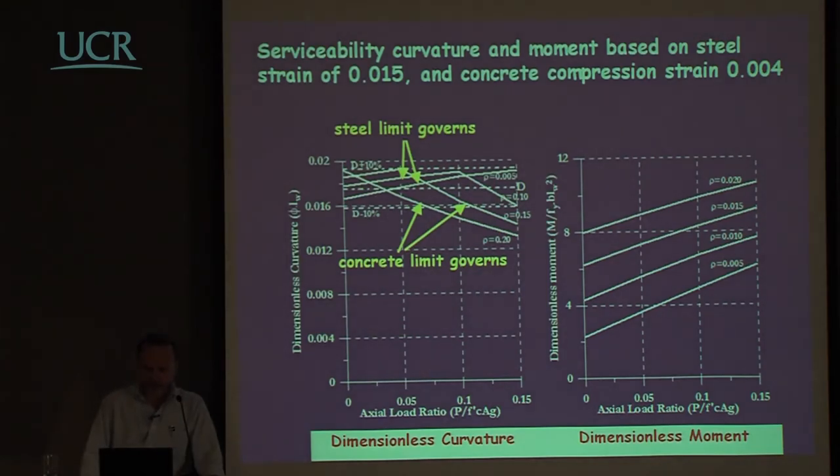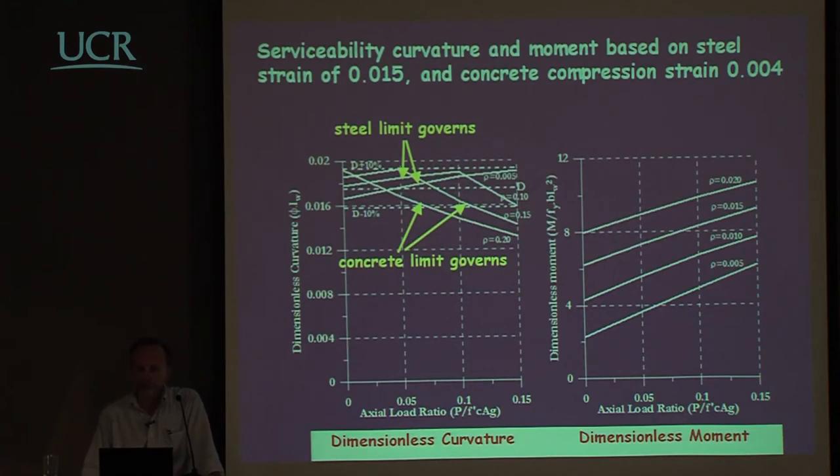But what is clear here is that the dimensionless curvatures are rather constant as a function of these two parameters, while if you look in terms of dimensionless moment, you have very different curves representing different values of the reinforcement and as a function of the axial load ratio. This is again something that is familiar to us if you think in terms of the curve that we were discussing yesterday, where we were saying that strength and stiffness are related, while essentially the yield curvature is a fixed parameter that depends only on geometry.